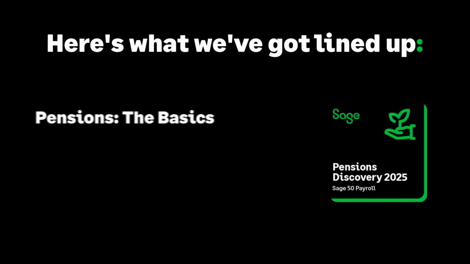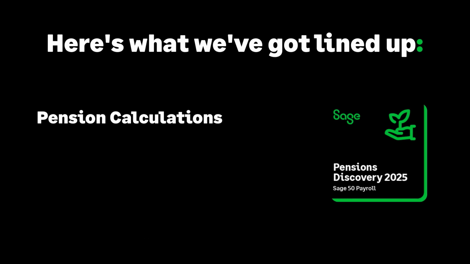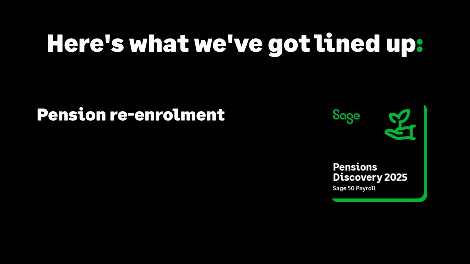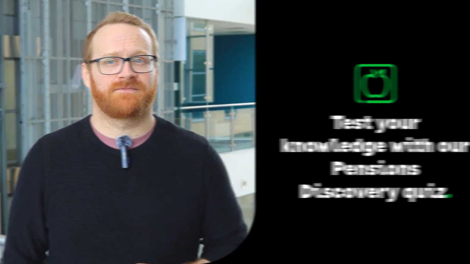Make a strong start to your pension processing with foundational knowledge on the basics of pensions and salary sacrifice pensions in Sage 50 Payroll. Explore how pension contributions are calculated and how your employees are assessed for automatic enrolment. We'll also take you through our 3 most popular sessions: navigating enrolment, getting started with pensions module, and using pensions data exchange to send your pension data to your provider with ease. And lastly, backed by popular demand, test your knowledge with our Pensions Discovery Quiz to see what you've learned across the sessions. Now, how do you get your hands on your Pensions Discovery digital badge?